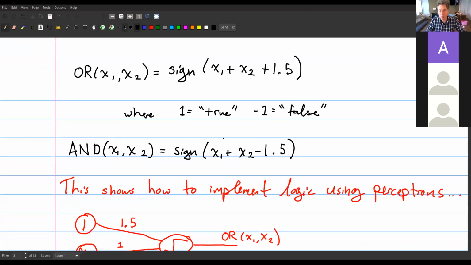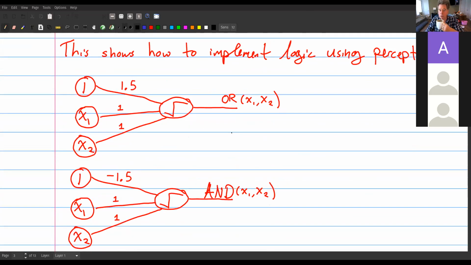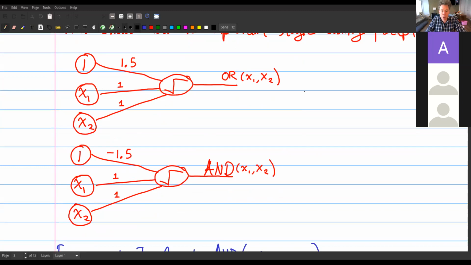So this expresses OR in terms of a perceptron. You can do AND also. Maybe these diagrams might be better. Okay, and so these are the weights. This weight is 1. This weight is 1. If you set up a network like this with these weights, then OR is what comes out. If you set up a network with these weights, then AND is what comes out.